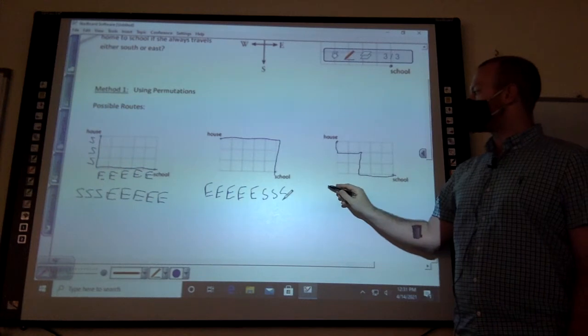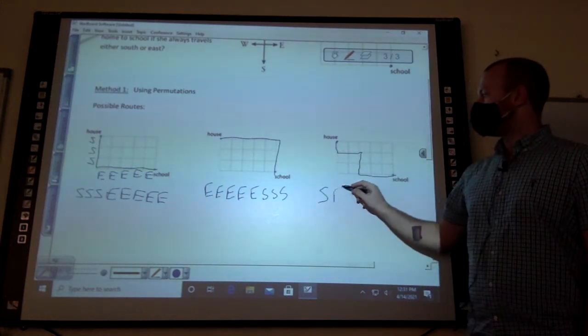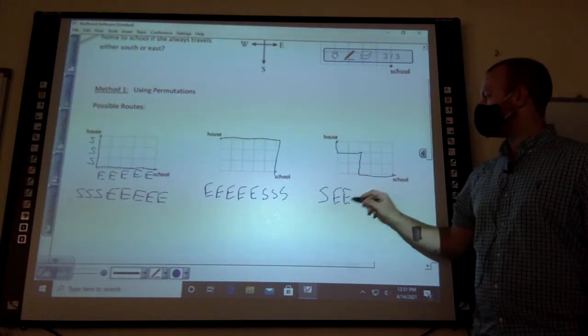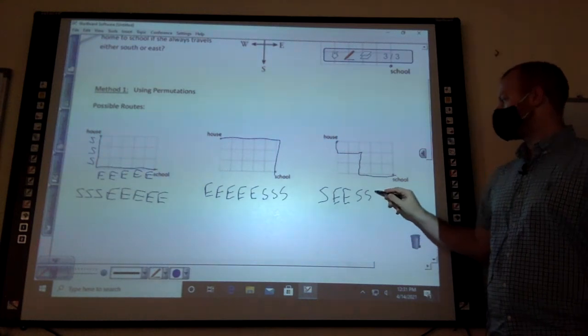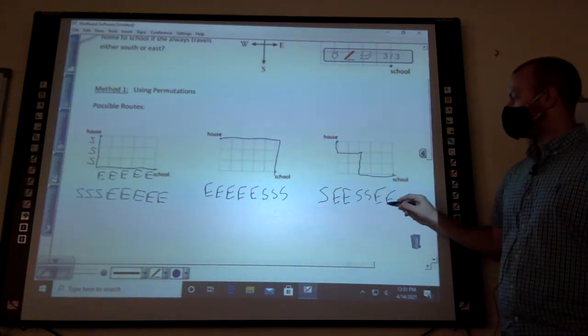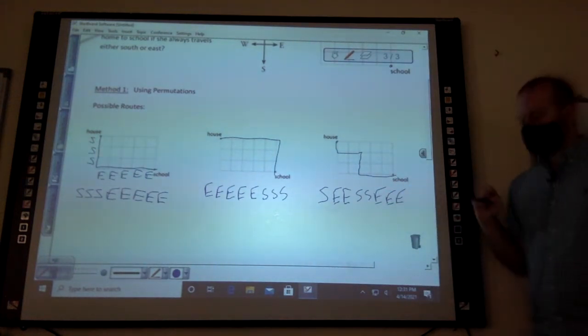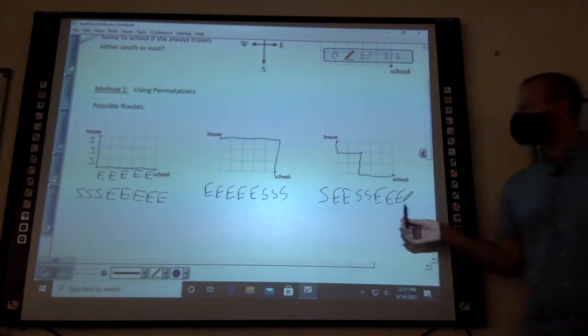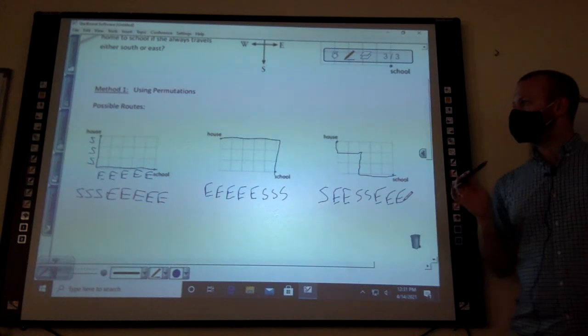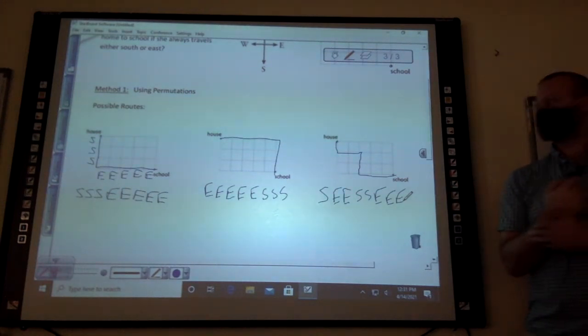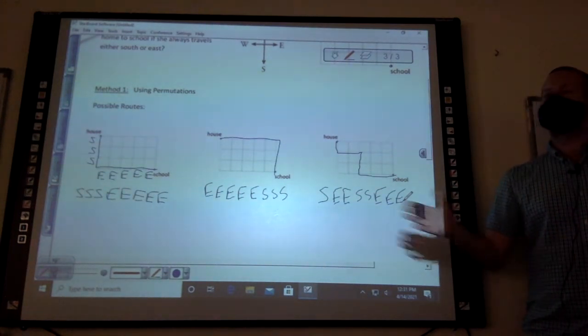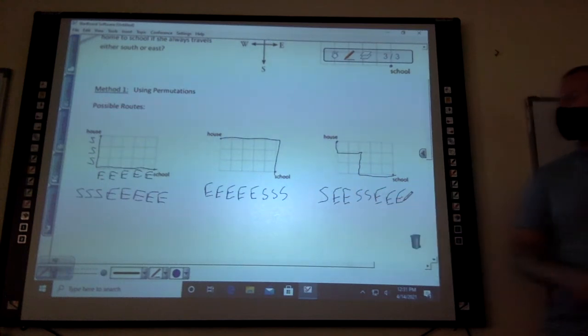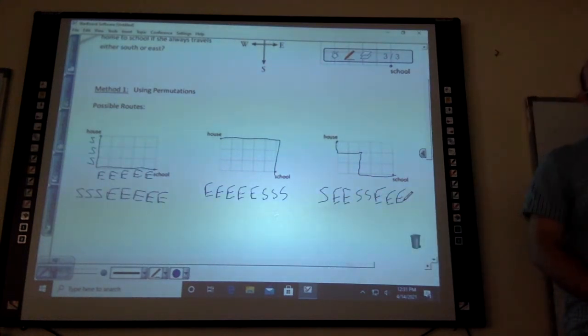So in this one, I would first go south, then I would do 2 easts, then 2 souths, and then 3 easts. So I've essentially just taken my path and made it into permutations of 3 souths and 5 easts. So I just need, what's the permutation when I've got 3 souths and 5 easts? Yeah, you had a question?